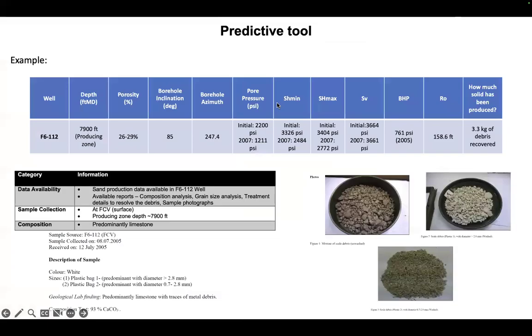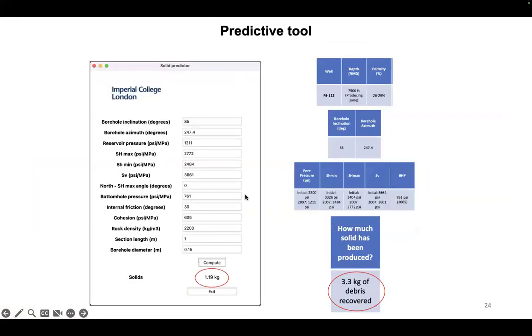And then we did a blind test. Once we had our tool, we received some field data of some samples. And then we tried our numerical tool, and we saw that the solid produced for just a meter of a section of the well with these particular conditions was 1.19 kilograms of solids. It's interesting to note that what they recovered at surface was 3.3 kilograms, but the section was around 3 meters. So it was a pretty good match.